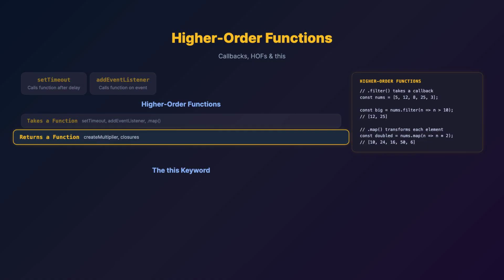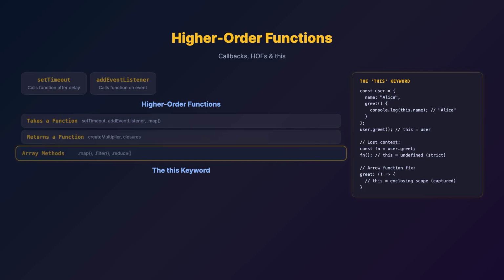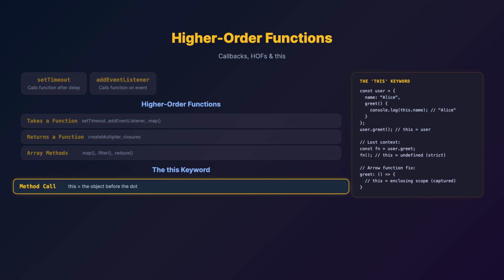A higher order function is a function that takes a function as an argument or returns a function. setTimeout is a higher order function. createMultiplier from our closure section is also higher order. It returns a function. Array methods like map, filter, and reduce are higher order functions. They take a callback and apply it to each element. numbers.filter(n => n > 10) returns a new array with only values above 10.